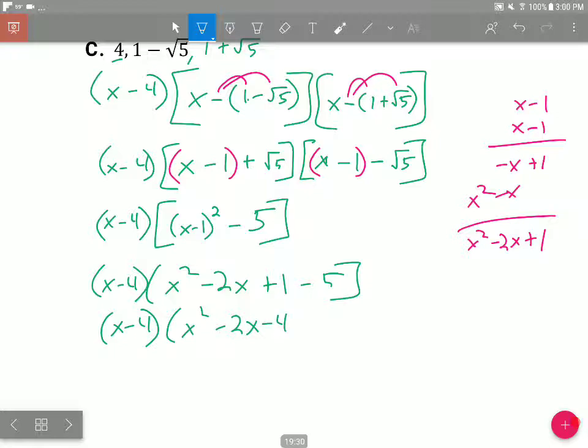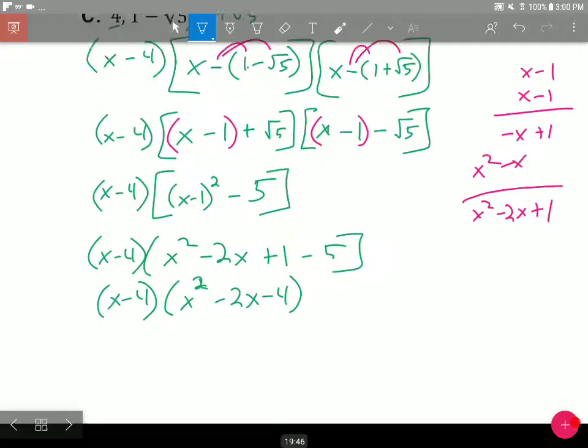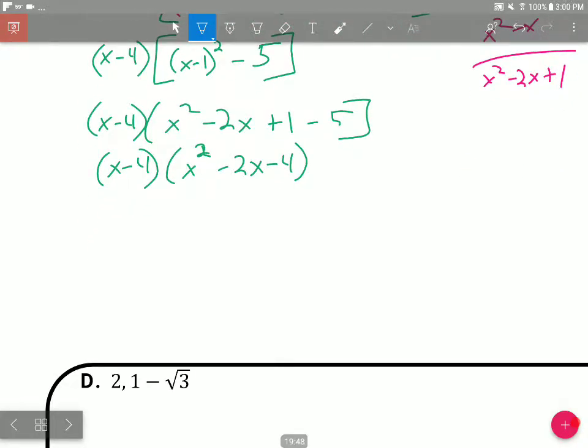Again, I don't care if on your homework or on a test you just erase that and put a negative 4 there. I'm just doing this for the sake of looking at it later. All right, there's one more thing to do. What did we do? X minus 4. Good. We got to multiply by that x minus 4.